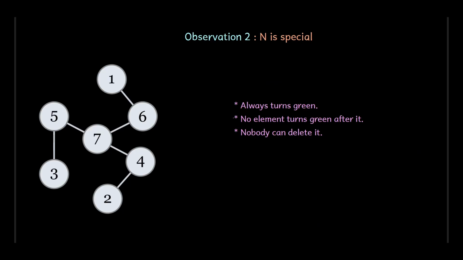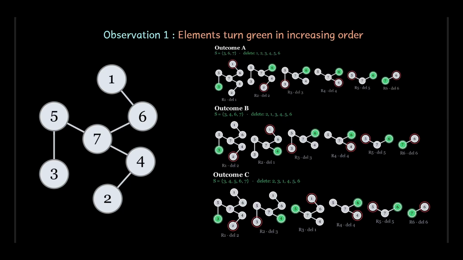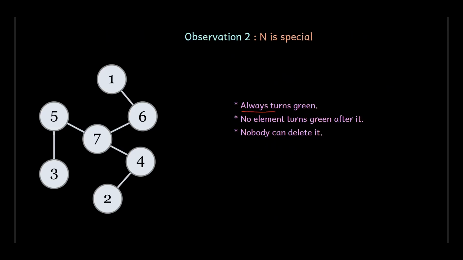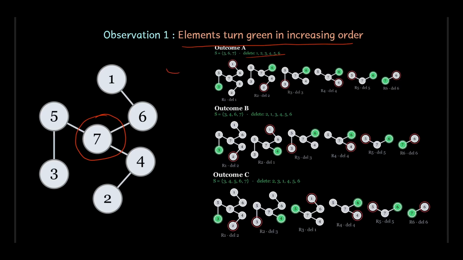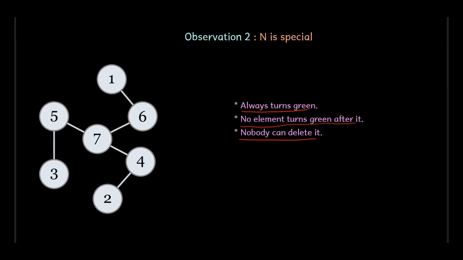So with these 2 observations, let's formalize it. You can see that elements turn green in increasing order. We have already seen this. And we have seen that there is one special element, which is the largest element. And the largest element will always turn green. Nobody has the power to delete it, and nobody can turn green after it because of observation 1. Since elements enter in increasing order, once 7 has turned green, after 7 nobody can turn green.